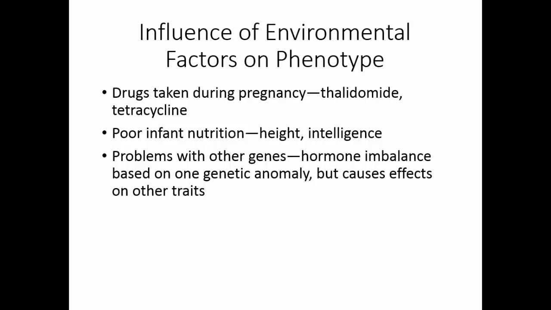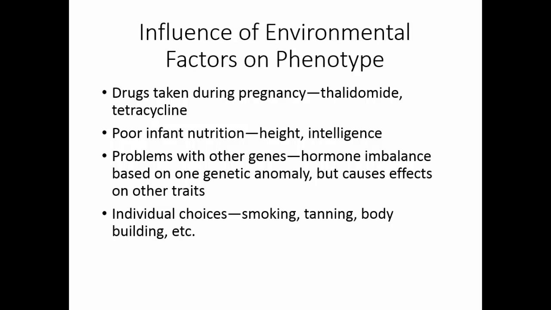If you have problems with one gene, it can cause problems with the expression of other genes. For example, if you don't produce thyroxine, your metabolism rate will be very low. This would mean you would not provide sufficient energy for growth of other organs. This could affect height and intelligence.